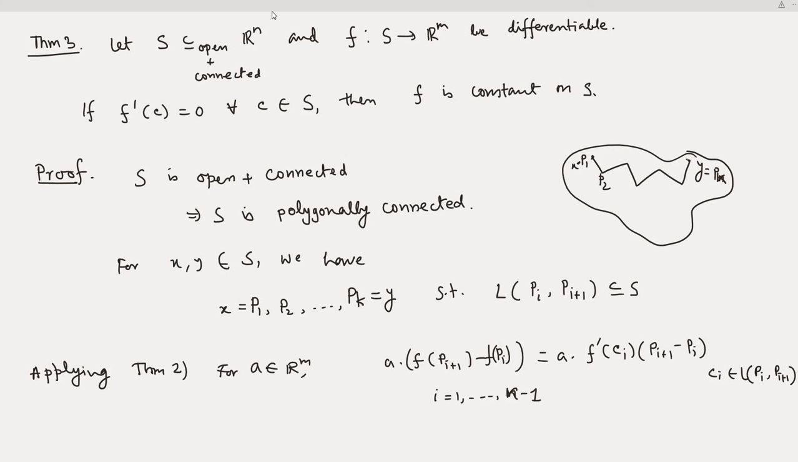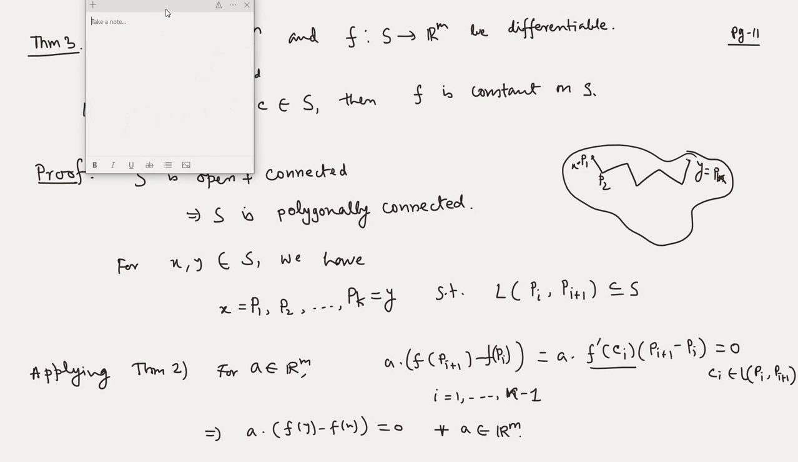Summing up these equations, we have a dot product with f(y) minus f(x) on the left. The right-hand side equals 0, because f'(c_i) is equal to 0 by the condition of the theorem. This happens for all a belongs to R^m. This is page 11, and the next page is page 12.